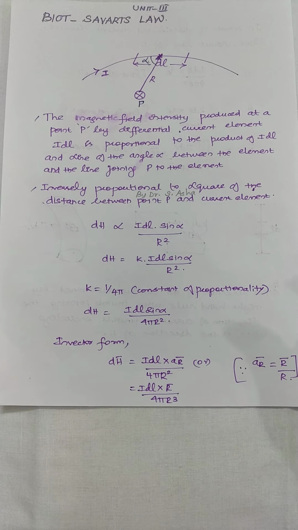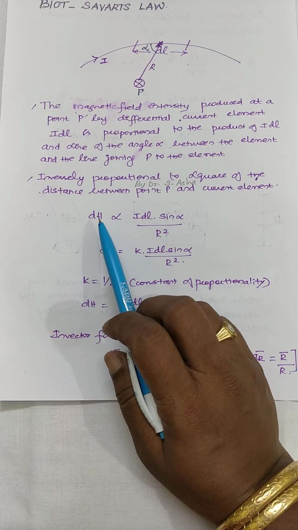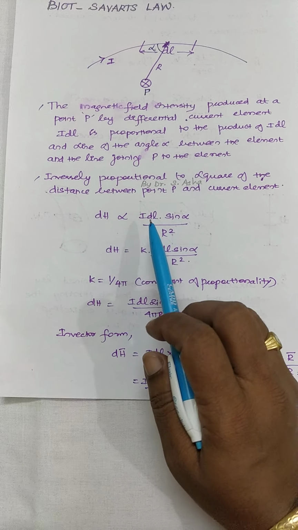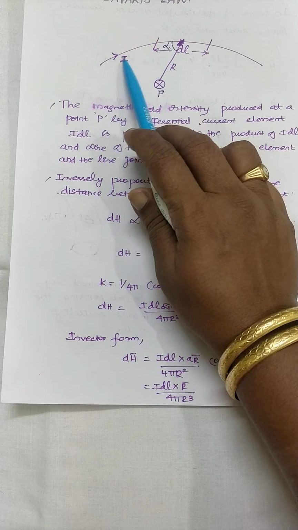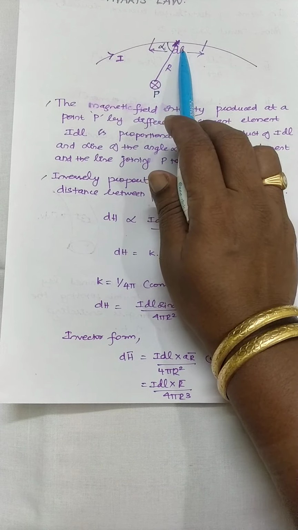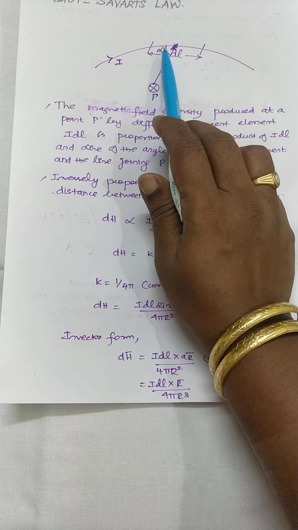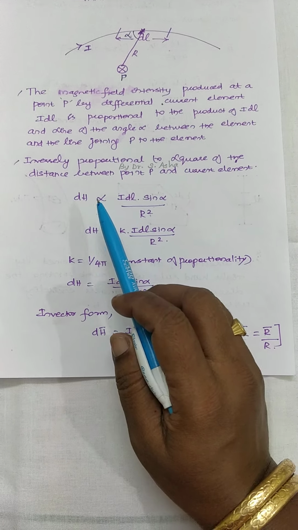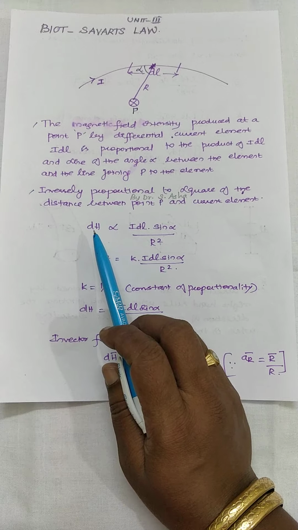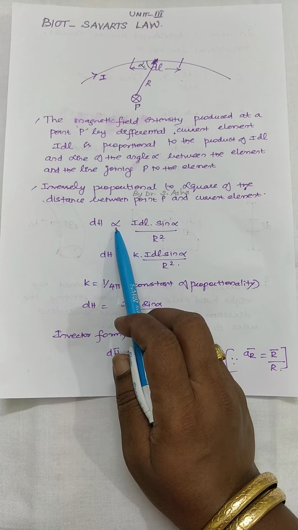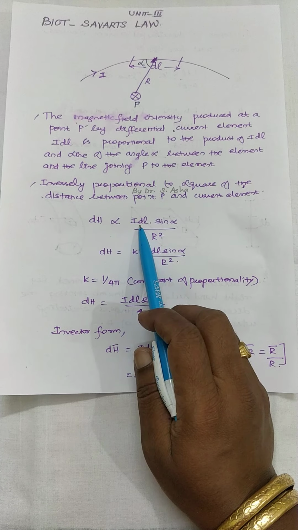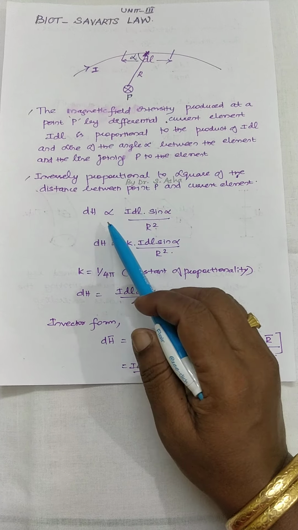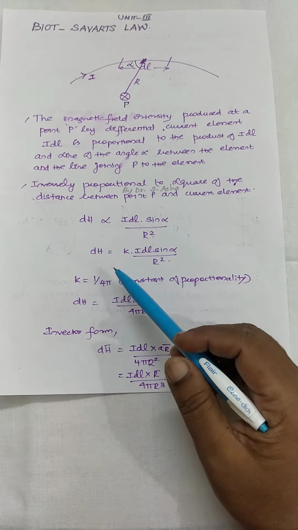By definition of Biot-Savart's law, the magnetic field intensity, defined by the differential magnetic field intensity dH, is directly proportional to the product of the current element. This is a current carrying conductor. You are choosing a differential line element dl. It makes an angle of alpha with respect to point P, at a distance of r from point P. Now, dH is directly proportional to the product of the current element and the sine of the angle it makes with respect to the point P, and is inversely proportional to the square of the distance between them.